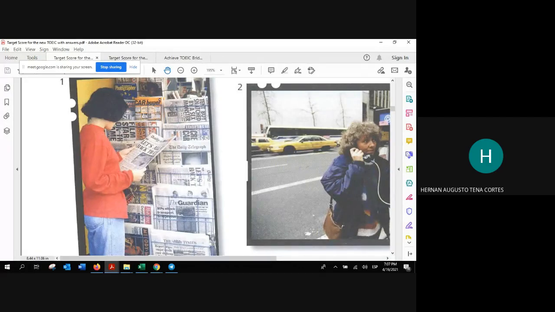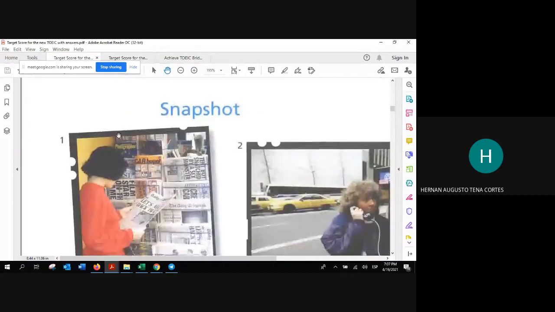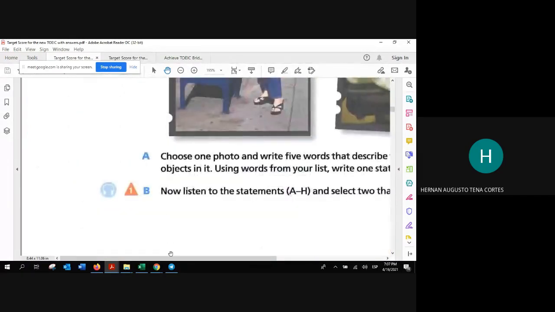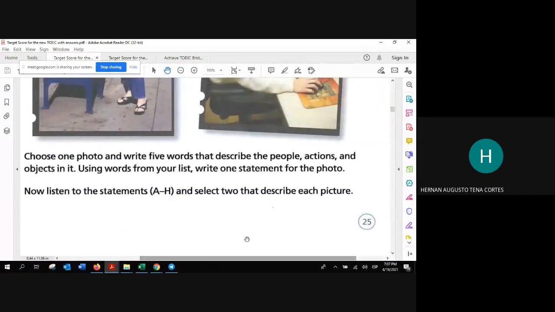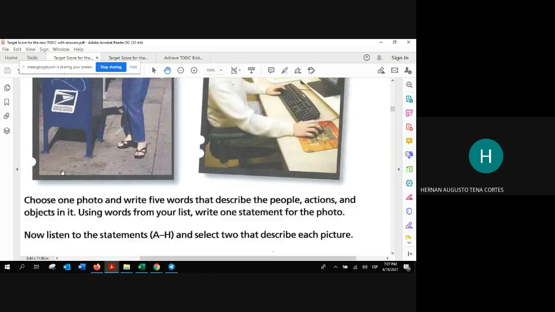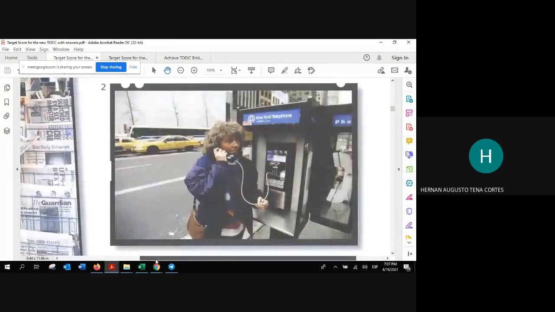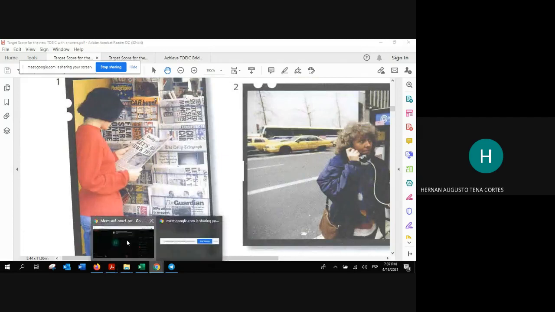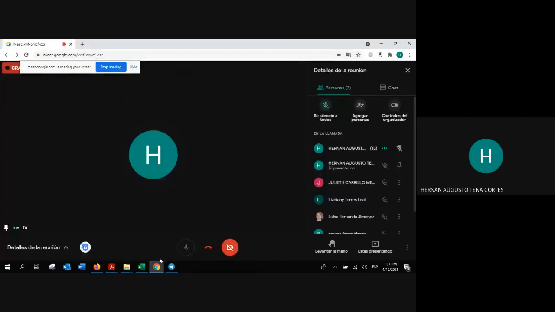And what I want you guys to do is first, let's look at the instructions, all right? For every picture, we're going to tell me 5 words that describe the people or the actions or the objects in it. Okay? Hold on, give me 1 second. Let me let this person in here. Oh, it's Kevin, okay.